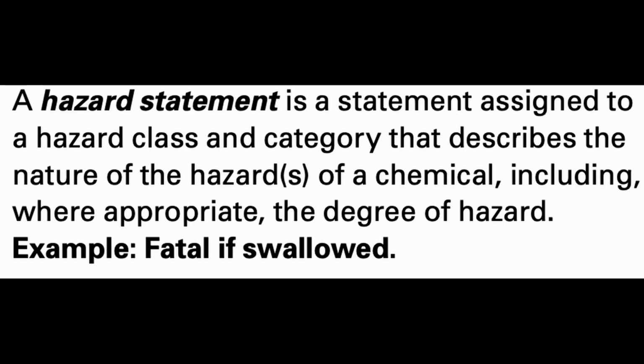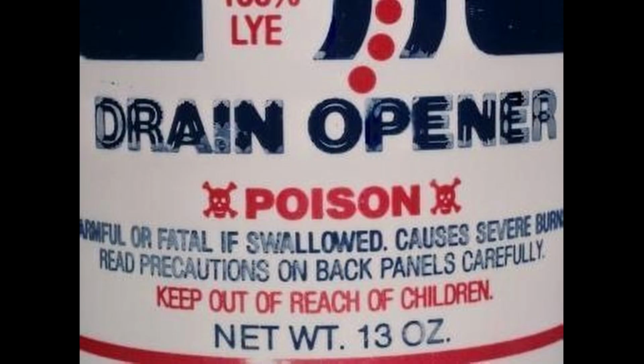Third, a hazard statement is a statement assigned to a hazard class and category that describes the nature of the hazards of a chemical, including, where appropriate, the degree of hazard. An example of this is the statement, "fatal if swallowed." This hazard statement on a hazardous chemical is describing the hazard in text and in a simple, direct manner.